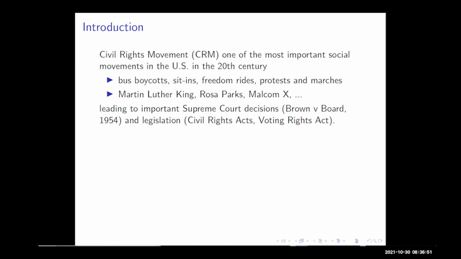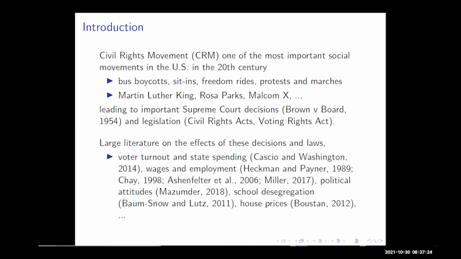And this struggle, this movement, ultimately is very successful in terms of the policies that it achieves, right? So it culminates in very important Supreme Court decisions, such as Brown versus Board, or different kinds of legislation, such as the different Civil Rights Acts, the Voting Rights Act of 1965, among others. And economists have studied these different acts, policy changes, and Supreme Court decisions in quite some detail.